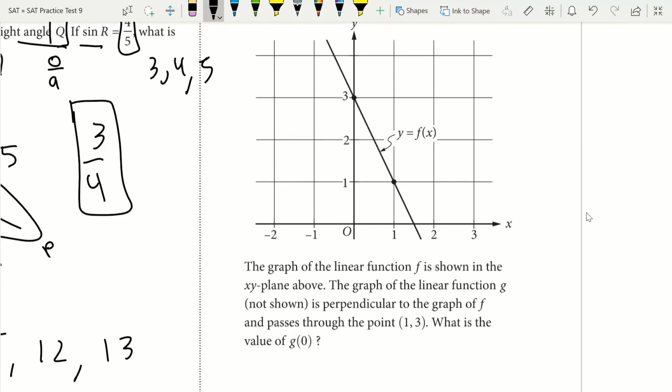So we see that our question says the graph of the linear function f is shown in the xy plane above. The graph of the linear function g is perpendicular to the graph of f and passes through the point (1, 3). What is the value of g of 0? We know g of 0 is going to be its y-intercept because that's where x is 0.